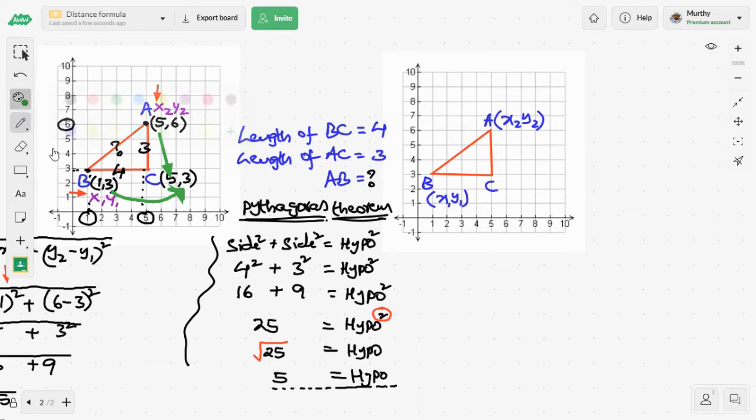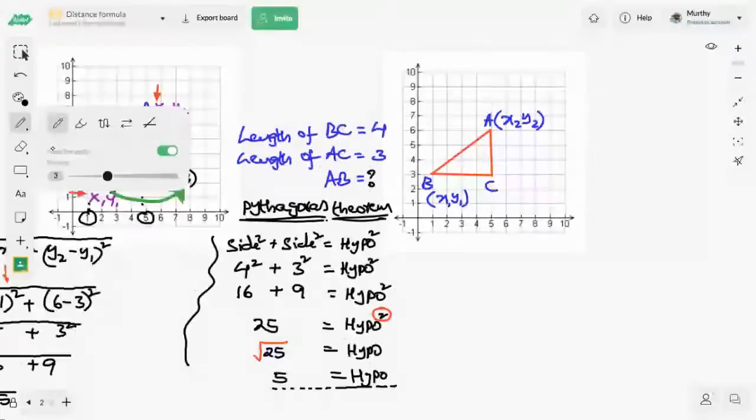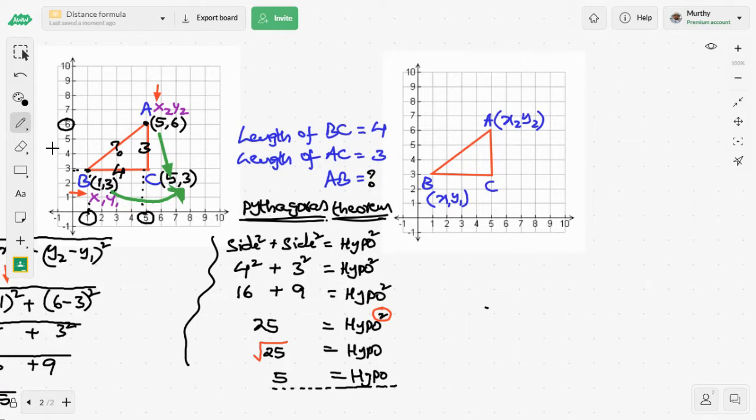Now, let me take my pen again. Observe carefully. Can I say this point is x2? Technically I should not say x2 y1, but if I compare these numbers, based on that I'm taking it as x2 y1. Now let's use Pythagoras theorem here. By Pythagoras theorem, side square plus side square equals hypotenuse square. Here we counted the number of blocks, or else you can find the difference of these two. The difference of 1 and 5 gives you 4 units.